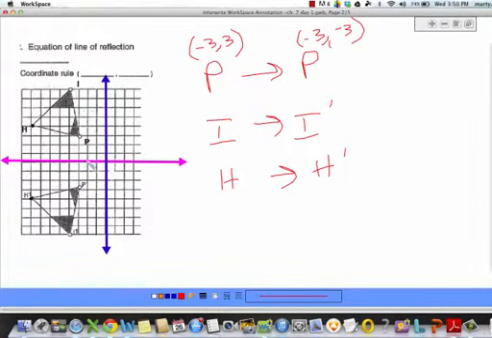Let's check the I's. 1, 2, 3, 4, then 1, 2, 3, 4, 5, 6, 7, 8. I get -4, 8 for I prime. 1, 2, 3, 4, 1, 2, 3, 4, 5, 6, 7, 8. So hopefully it's pretty easy to see what's going on here.